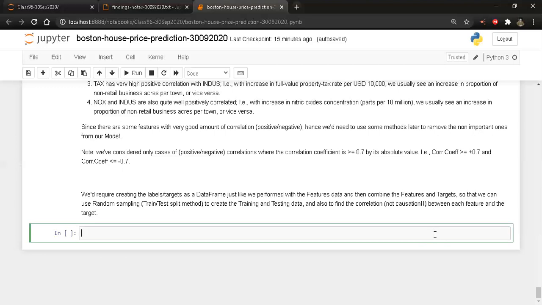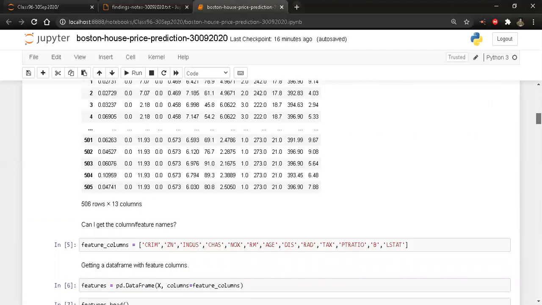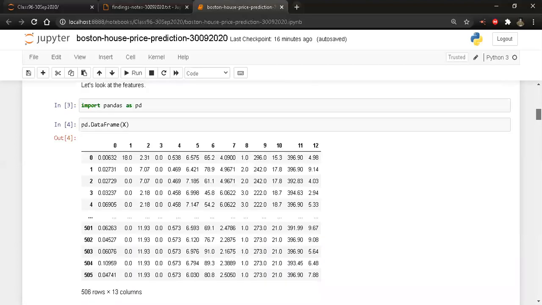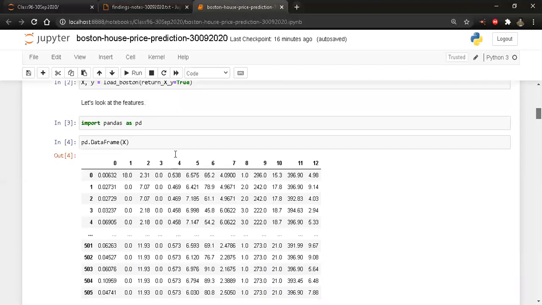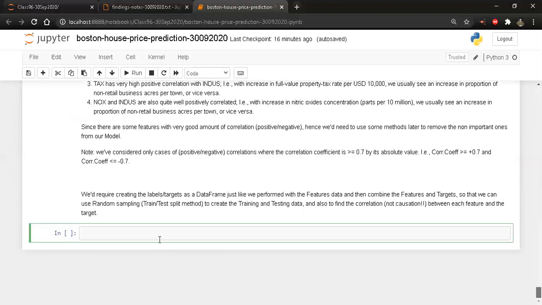Now, when I said let's take the data, let's take the targets and put it into a data frame. So I have my features. Let me quickly scroll up. Yeah, so I have taken it into the variable y. I'm just going to print it once and see what it does.